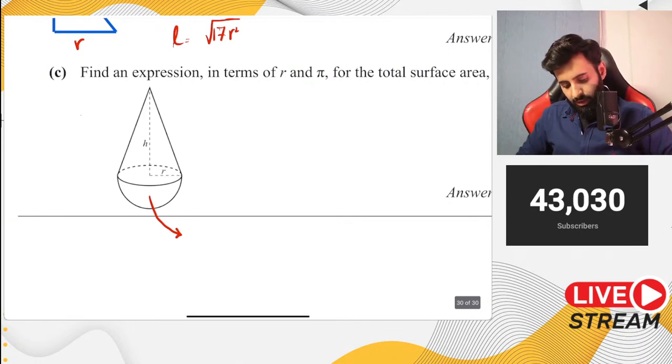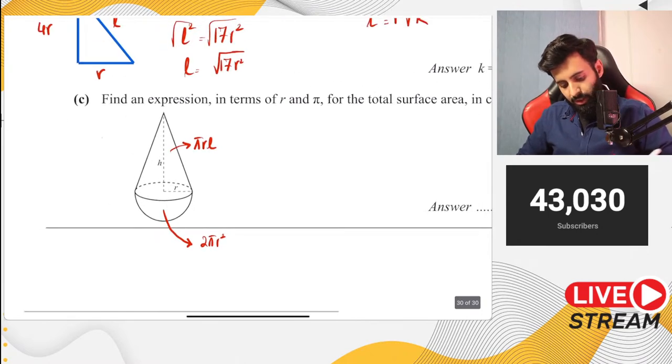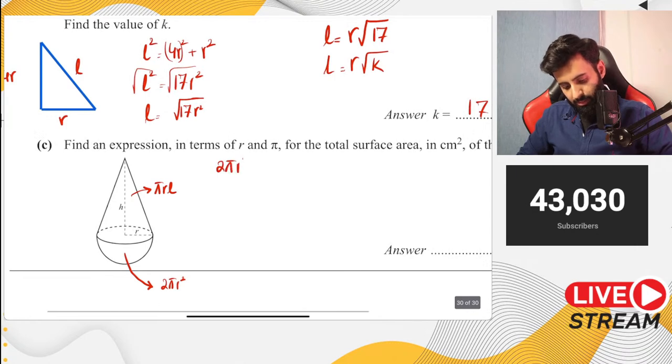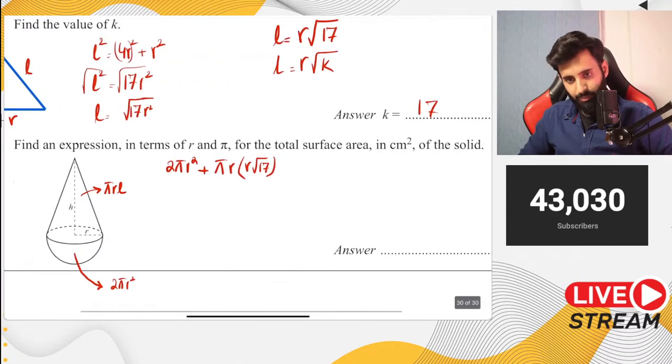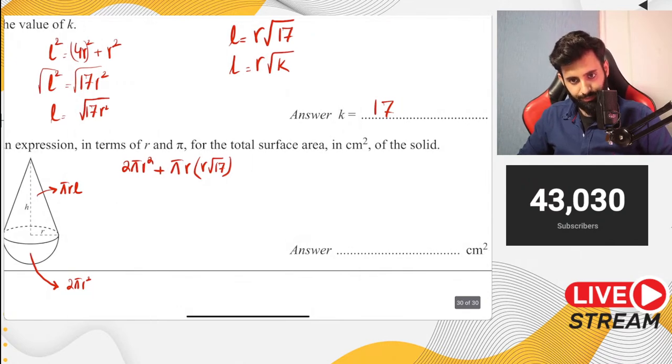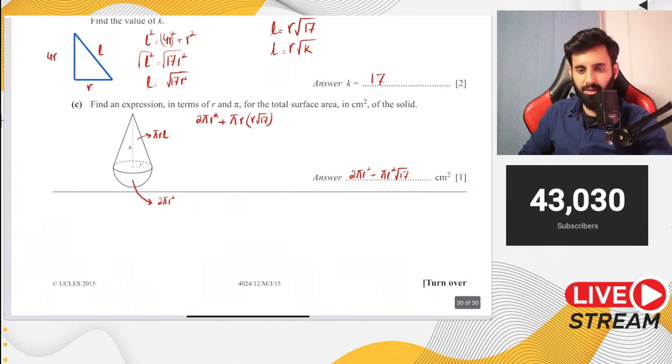So what is the surface area of a hemisphere? It's 2 pi r squared. And then you have the curved surface area of a cone, which is pi r l. So 2 pi r squared plus pi r l. Now the question has already made you do all the hard work. So pi r l is basically equal to what? r under root 17. And there you go. You can leave it like this if you want, or you can simplify it. So this becomes the following: 2 pi r squared plus pi r squared under root 17. And if you want, you can take pi and r squared common, but that's entirely up to you. If you do it, that's great. If you don't do it, that's still all right.